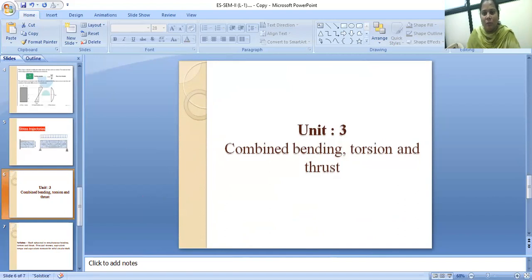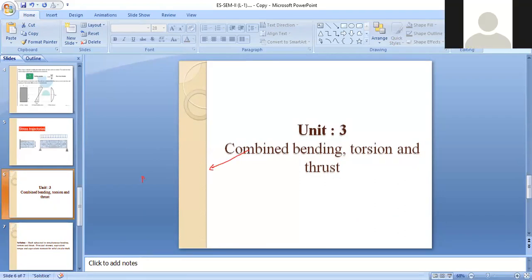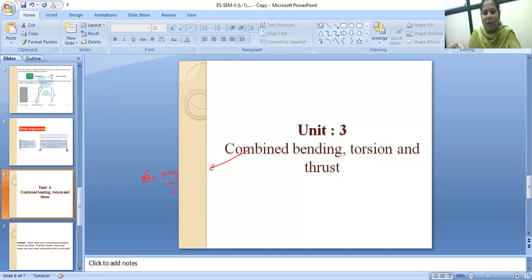In this unit, we will see how to combine this bending, torsion, and thrust. So due to this bending, two types of stresses will be generated. Bending stress, that is sigma, which is equal to My upon I, and due to this bending also shear stress will be generated, tau, which is equal to S A y bar divided by I B. And due to this torsion, shear stress will be generated. Torsion means twisting.